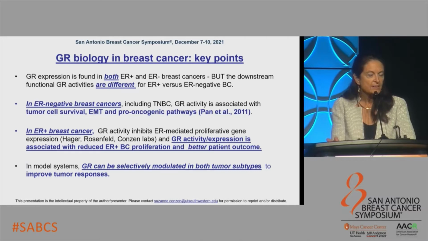In contrast, in estrogen receptor positive breast cancers, glucocorticoid receptor activity actually inhibits ER-mediated proliferative gene expression. This has been shown by Gordon Hager, the Rosenfeld lab, and my lab, and it results in decreased breast cancer proliferation and better patient outcomes. In model systems, we have found that glucocorticoid receptor can be selectively modulated in both tumor subtypes. Much like tamoxifen, you can make mixed agonists and antagonists that are tolerable in humans and are being tested extensively, and inhibit some of the activities of glucocorticoid receptor in a cell type dependent manner.